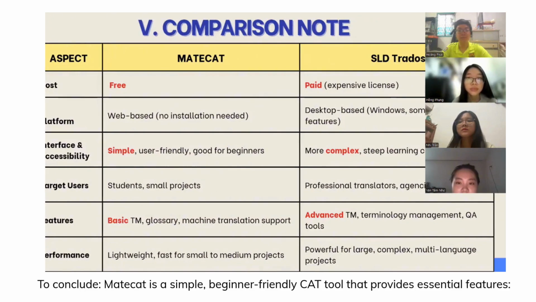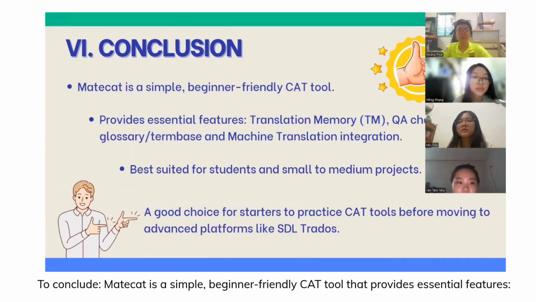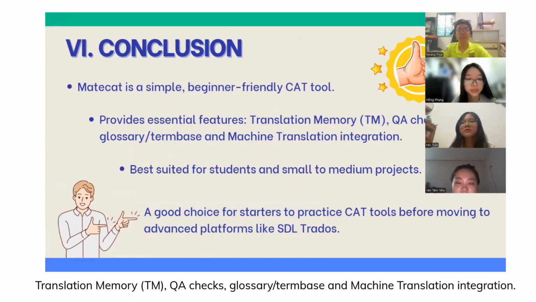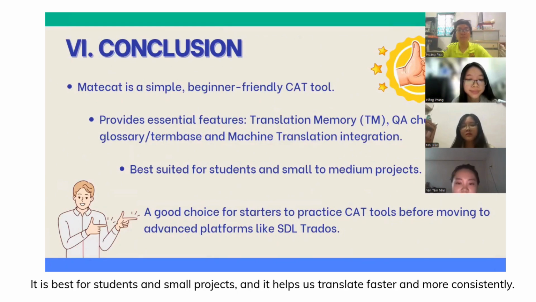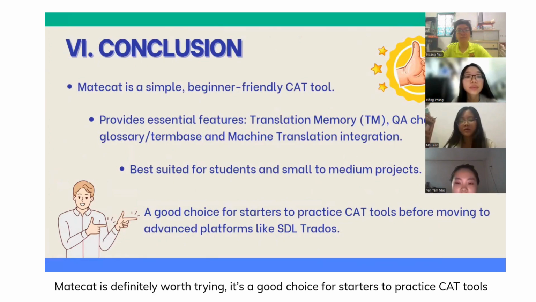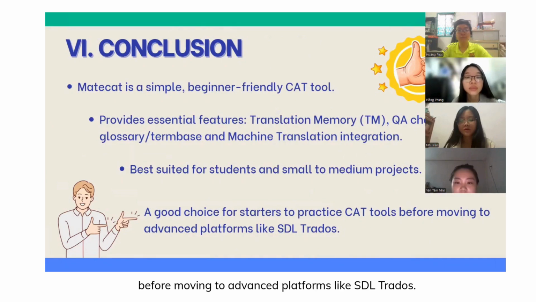To conclude, Matecat is a simple, beginner-friendly CAT tool that provides essential features: translation memory, QA checks, glossary or term base, and machine translation integration. It is best for students and small projects, and it helps us translate faster and more consistently. Matecat is definitely worth trying. It's a good choice for starters to practice CAT tools before moving to advanced platforms like SDL Trados.